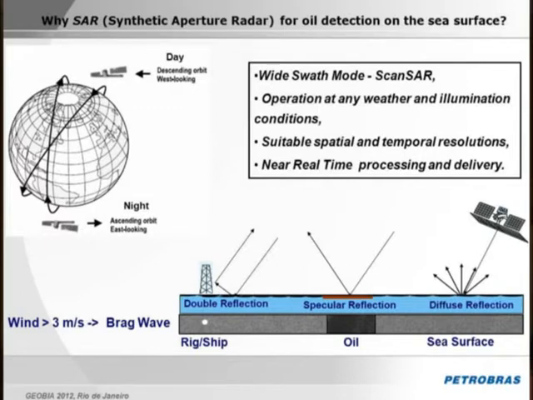So if you have a wind speed of at least 3 meters per second, you have Bragg waves in the ocean surface, and the ocean surface will look diffuse. If you have oil or any other substance or event that could damp the sea surface, we will have a dark spot, and these are our targets that we are trying to identify in this work.